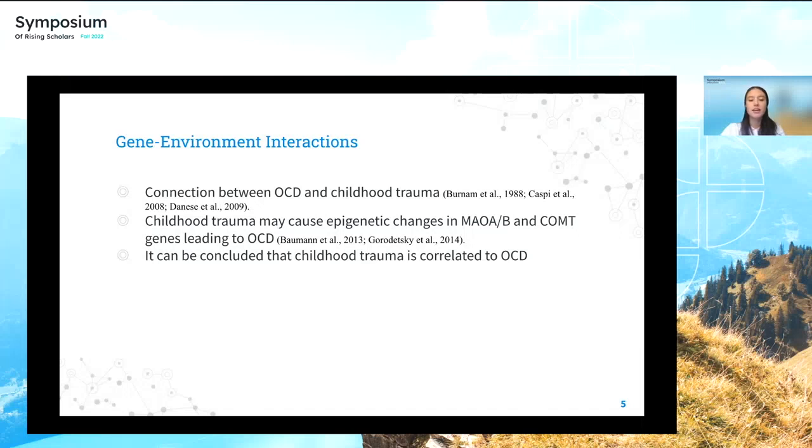COMT is involved in the degradation of dopamine, epinephrine, and norepinephrine, which are neurotransmitters. MAOA also plays an important role in the breakdown of dopamine, serotonin, and norepinephrine. Mutations interfering with the degradation of these neurotransmitters likely contribute to the behavioral changes that are linked to OCD. It can be concluded that childhood trauma is correlated to OCD by altering the expression of these specific genes.